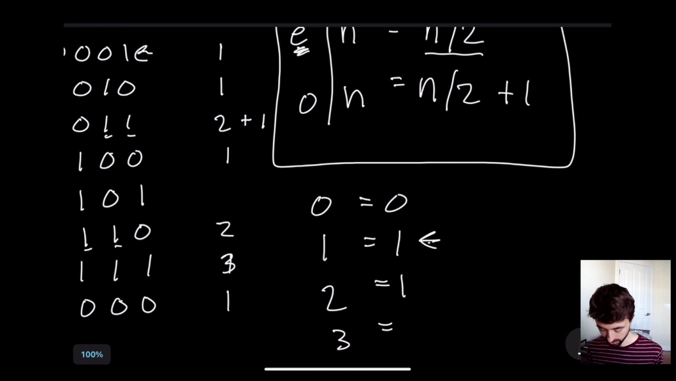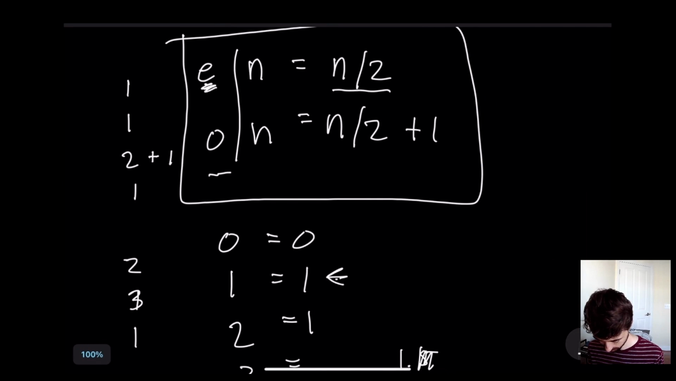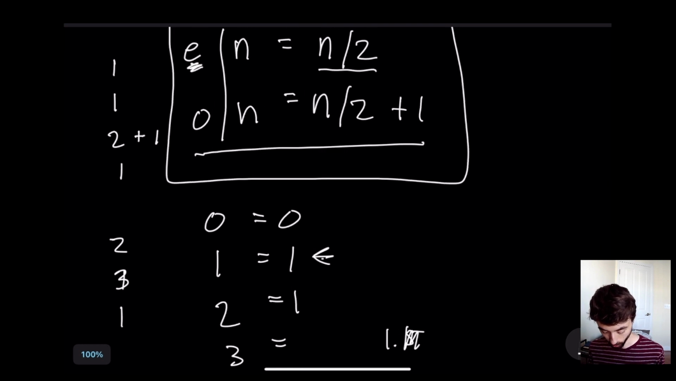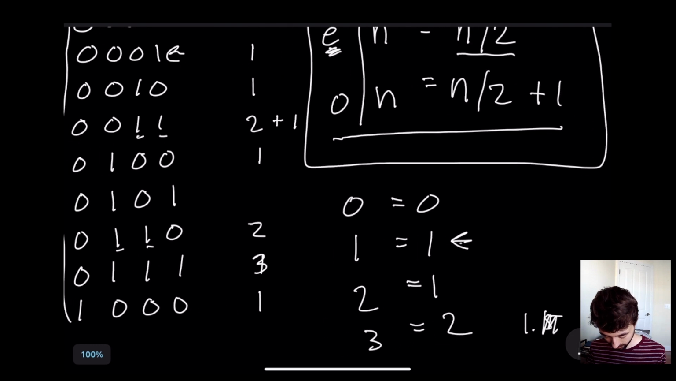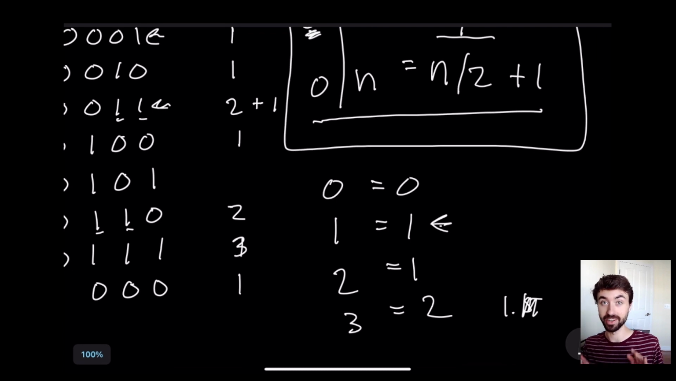For 3, if we do 3 divided by 2, we get 1.5, but we cut off the decimals, so we just get 1. So using our formula, the number of 1s in the binary number 3 is equal to the number of 1s in the binary number 1 plus 1. So that would give us 2. And we can see that that's correct based on our chart here. Hopefully this makes sense, but now we're going to write the code to make this work.